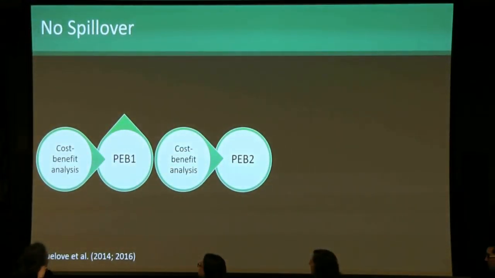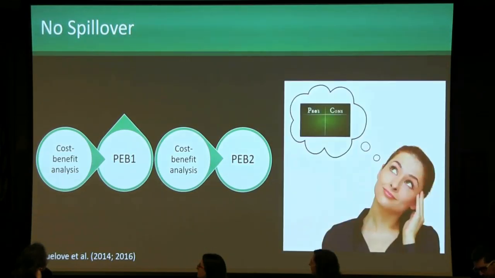And there's a third potential: no spillover. So the idea here is that people might make their decisions based on cost-benefit analysis, and whatever you decide to do for the first behavior doesn't really have any impact on your second behavior.